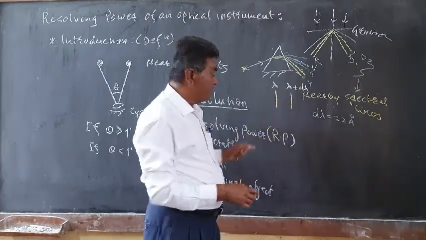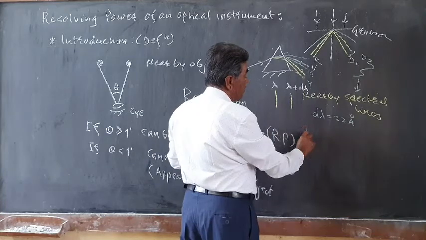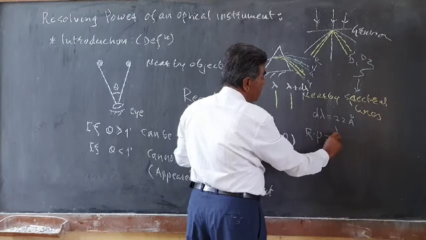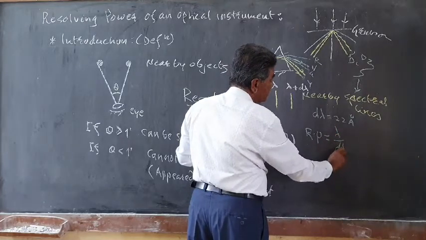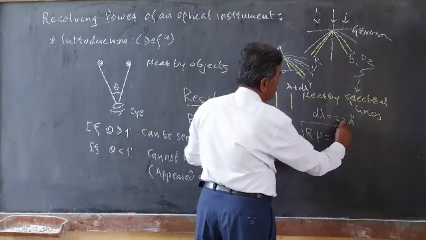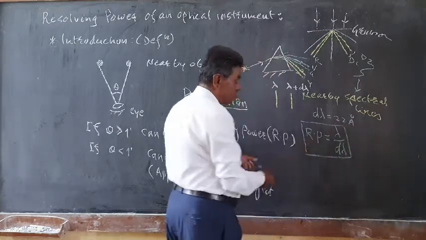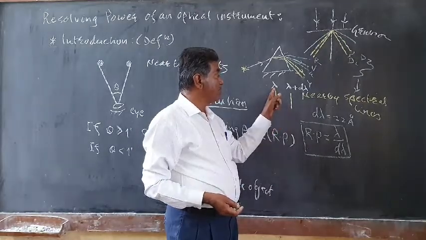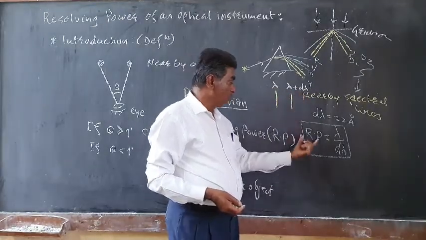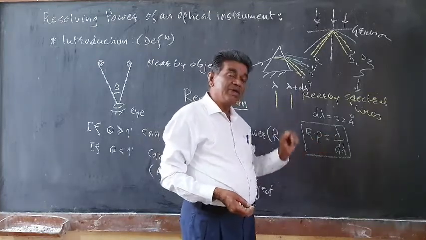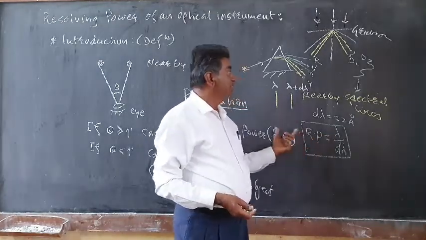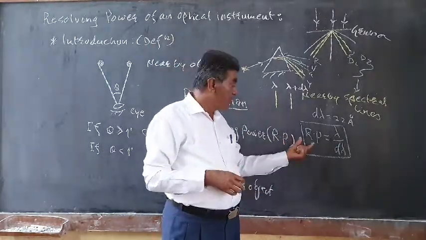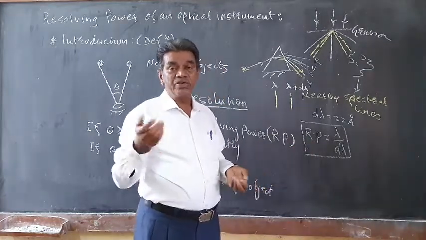then the resolving power is defined as lambda divided by d lambda. This is the mathematical formula for the resolving power. For two nearby spectral lines having wavelengths lambda and lambda plus d lambda, resolving power is defined as lambda divided by d lambda. We can use this definition to derive the resolving power of the prism and of the grating.